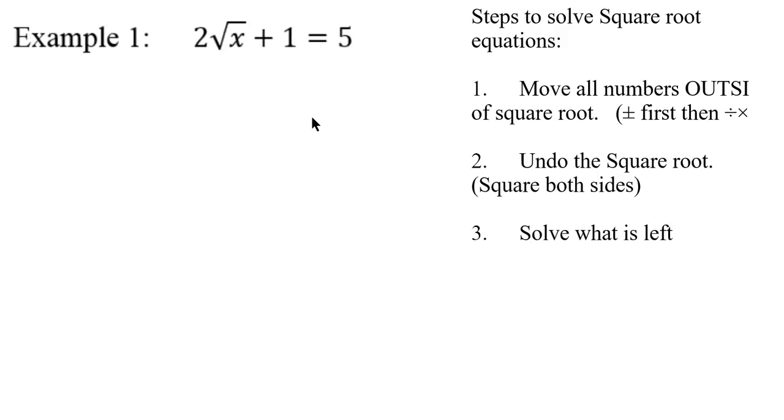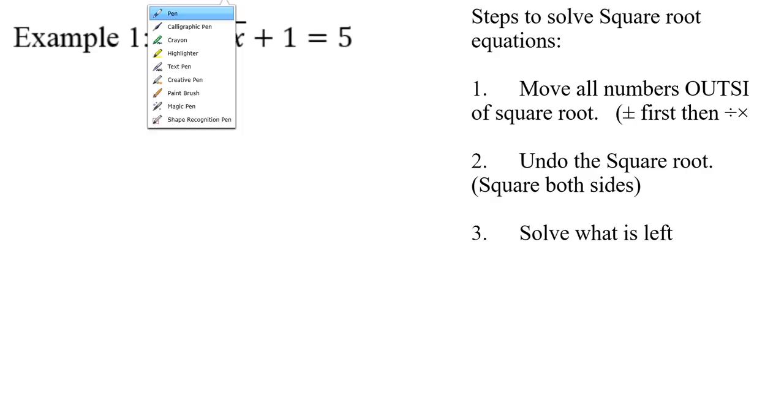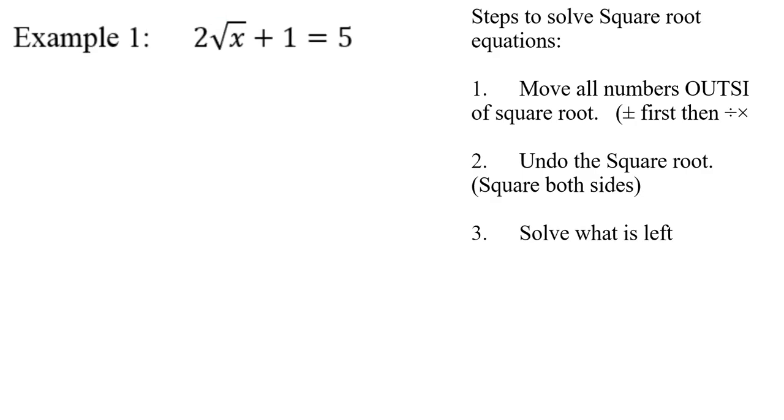Number 1, 2 times the radical x plus 1 equals 5. So we have the steps to solve right over here on the right-hand side for us, just in case we need to look at those again. But remember, the first step was to get everything on the outside of the square root. So first add, subtract, then multiply, divide. So we're going to draw our line. We want to get this radical by itself is what we're doing first.